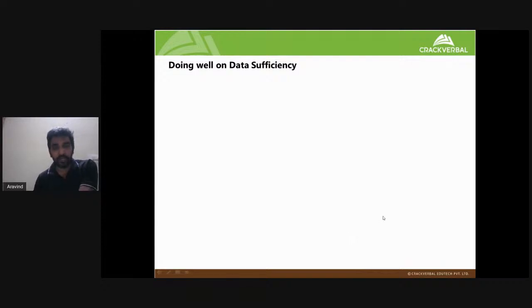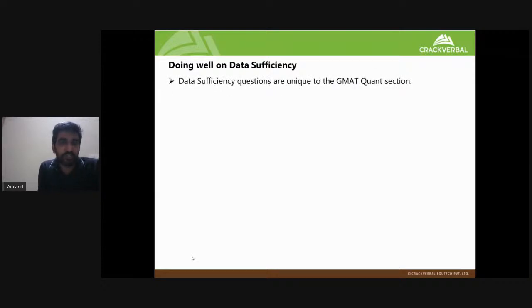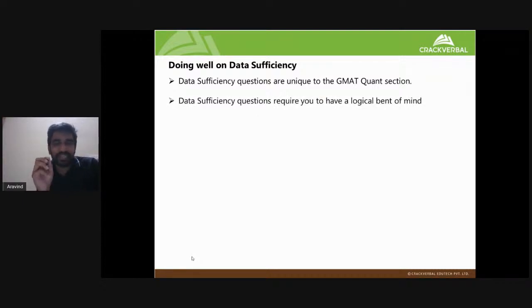Having talked about problem solving till now, I can't leave data sufficiency alone. So what is it that you have to do to start doing well on data sufficiency? You need a kickstart. Because data sufficiency questions are unique to the GMAT Quant section, GMAT makes it a point to make some of them extremely complicated, extremely hard to think of. And that's because data sufficiency questions are not really math questions. They require you to have a logical bent of mind. They want you to reason out the answer rather than trying to solve it, right?